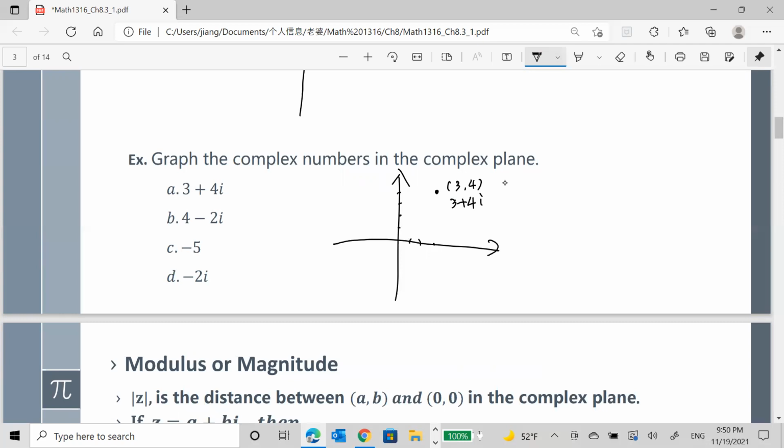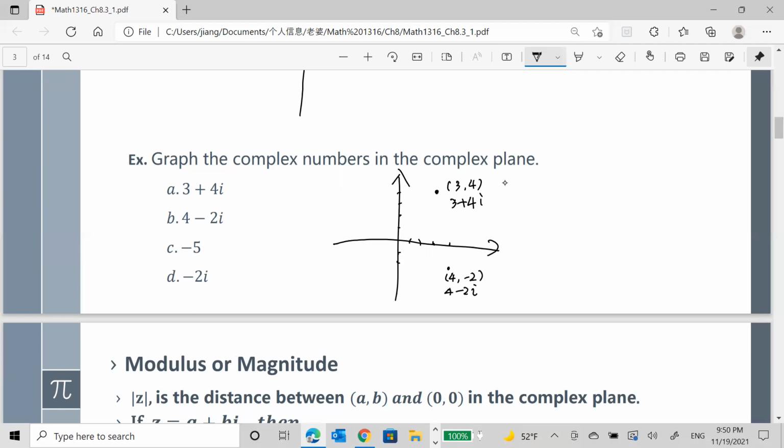Second one is 4 minus 2i. That means a equals 4, b equals -2. So this is 3, this is 4. And then go down 2 units because this is minus 2i. So here is (4, -2). That means 4 minus 2i.